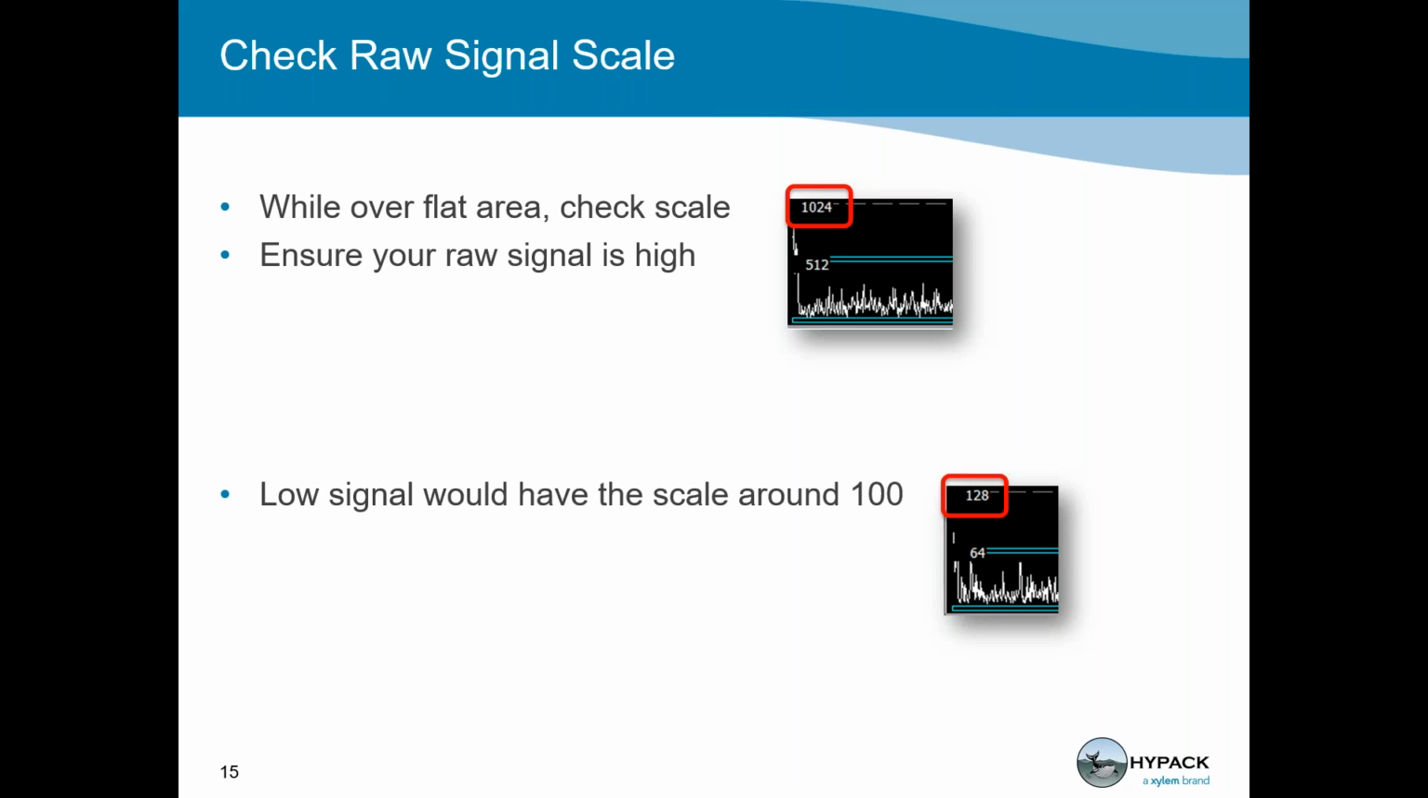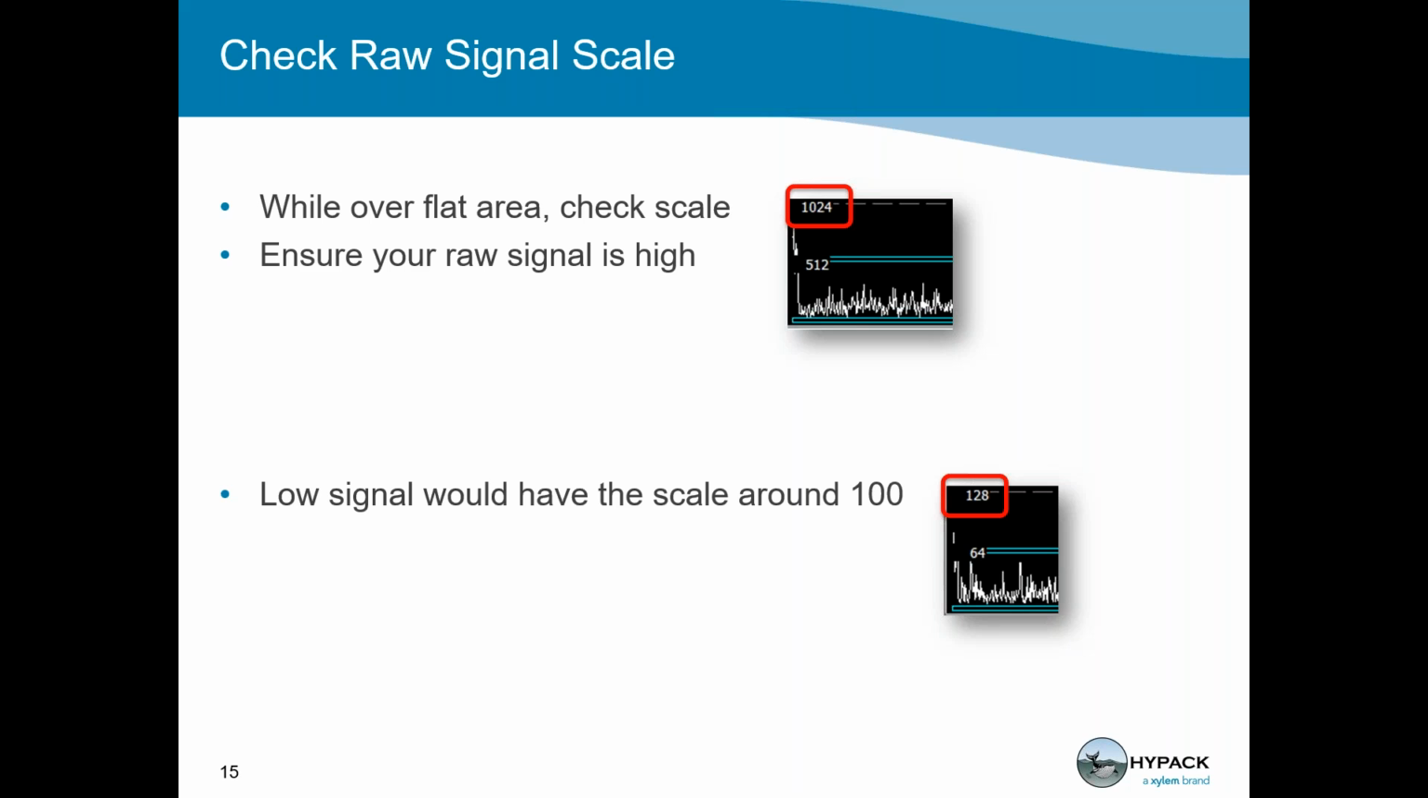Now that you're over this area and you're receiving pings back, you want to make sure that the scale along the left is a high number. That means we have a high input signal, which means we're going to avoid the stair stepping that we saw before. High signals are maybe 200 or higher. So in this instance, we see that the signal is peaking at around 1,000, which is perfect. That's exactly what we want.